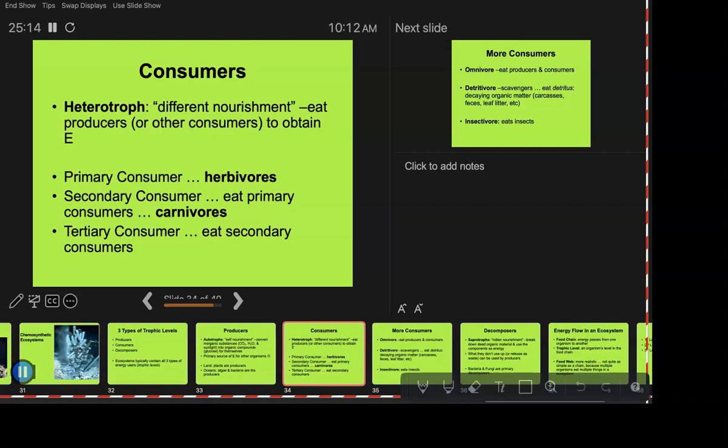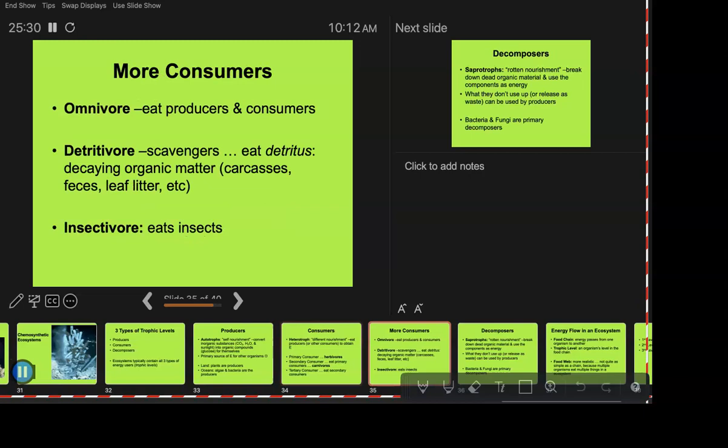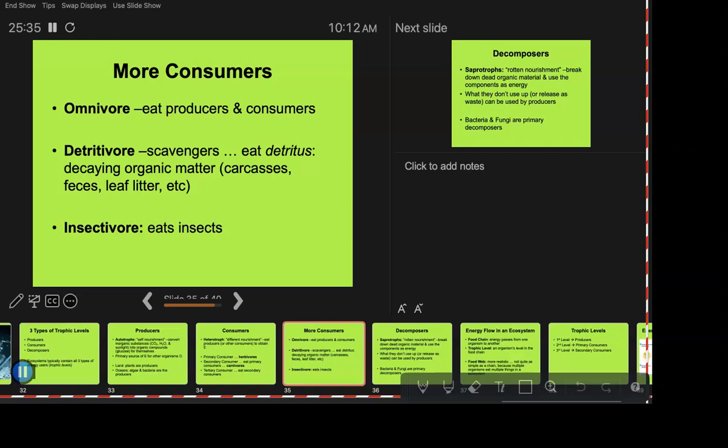Because arguably, even at this level, again, I'm trying to simplify things to teach you here. But yes, arguably, you could eat meat and vegetable. We call that the omnivore. And here they are. So the omnivore eats producers and consumers. I'm not arguing against vegetarianism. You guys that happen to do that, more power to you.